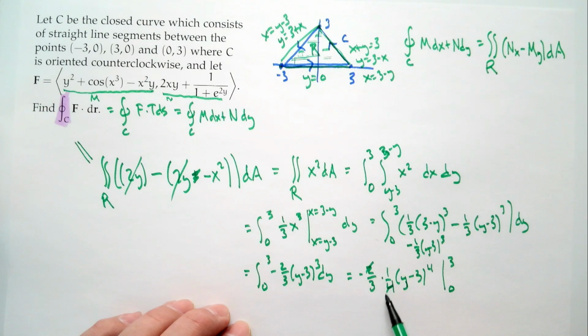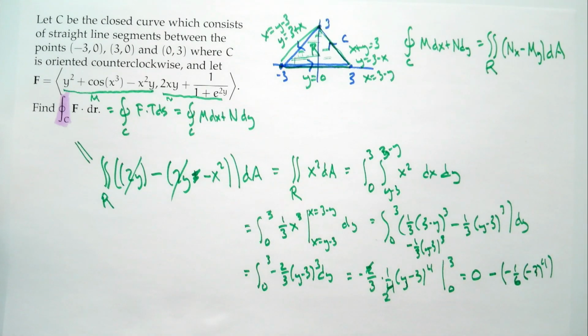So the 2 and the 4 simplify. Plug in 3. 3 minus 3 to the 4th is 0. Oh, that's interesting. That's different. Then we're going to subtract. And then here we have a minus 1/6, and then times that by negative 3 to the 4th, because you plug in 0, 0 minus 3 to the 4th. And negative 3 to the 4th, that's 81.